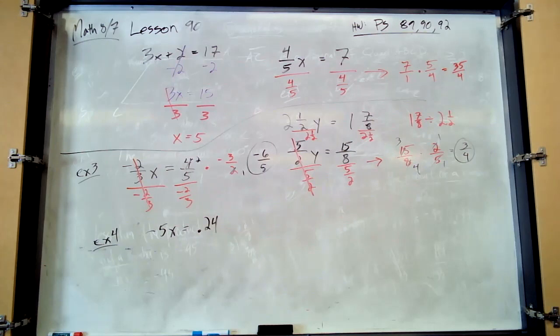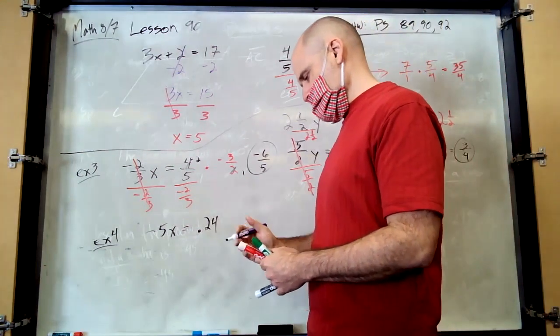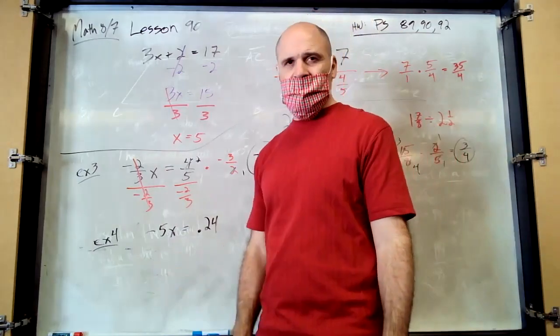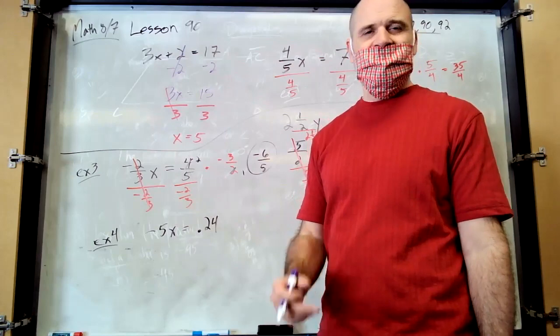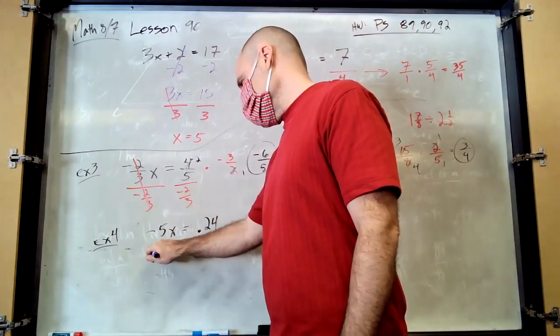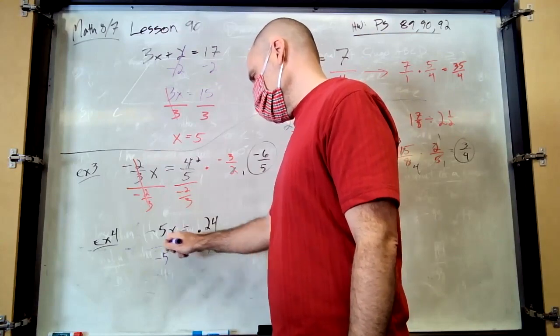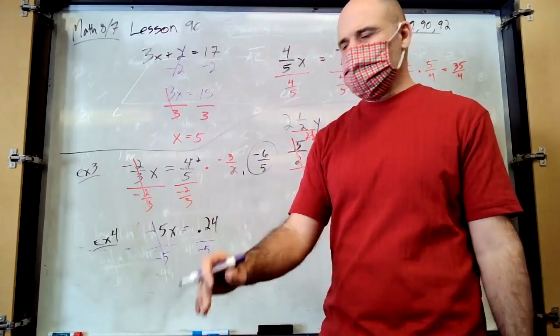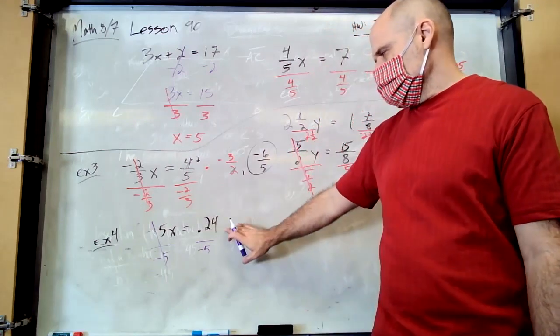Okay, so what needs to be done here? What needs to be done, Hunter? Get x by itself. Okay, how do you get rid of that negative 5? You divide by negative 5. Now, that part's easy. That's done. You never have to worry about it ever again in your whole life.